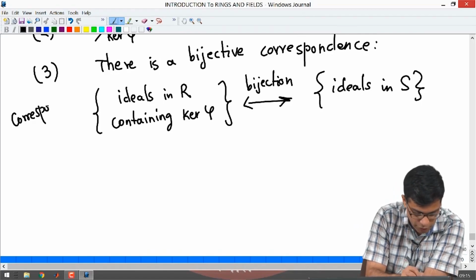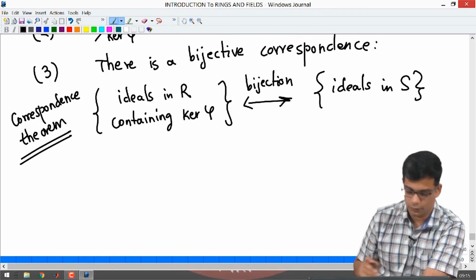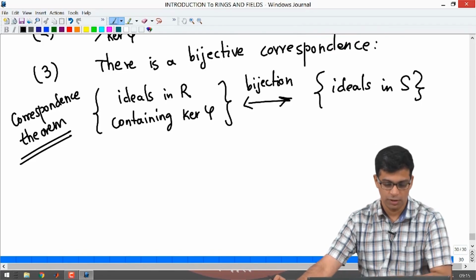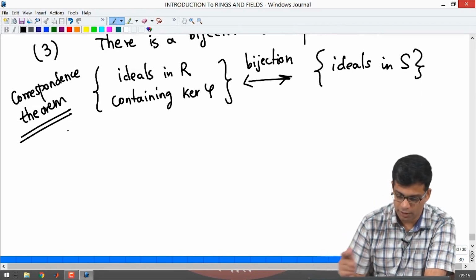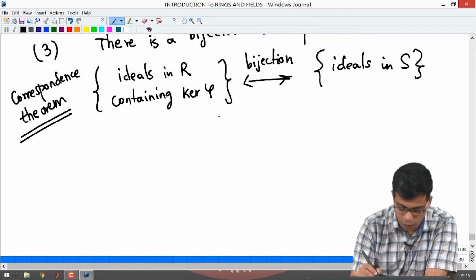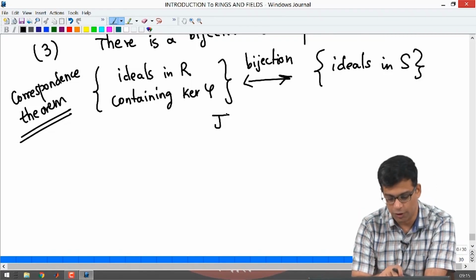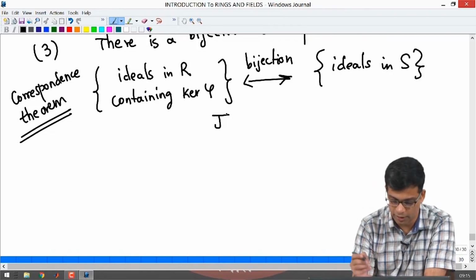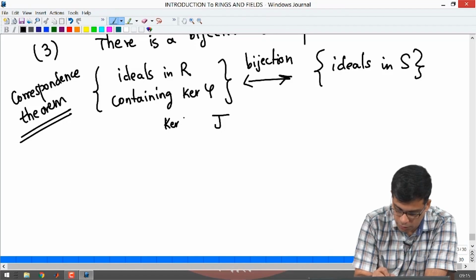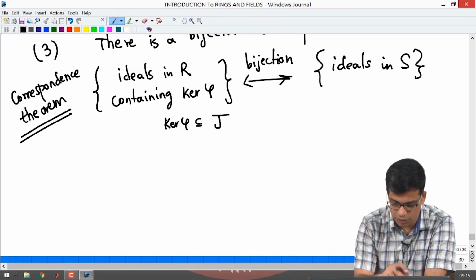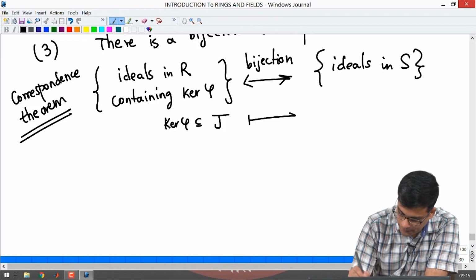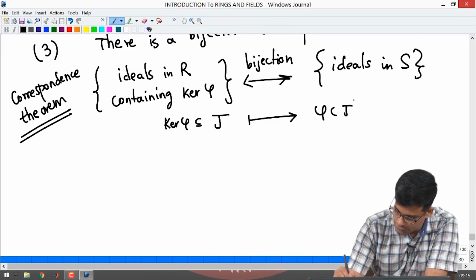I am putting these things together because it is good to have one theorem which mentions the important facts about quotient rings. This is called the correspondence theorem, and the bijection is in fact given by this: you take an ideal J. So, you take an element in this set, in other words you take an ideal J that by definition contains kernel phi because it is in this set, you map it to phi of J.